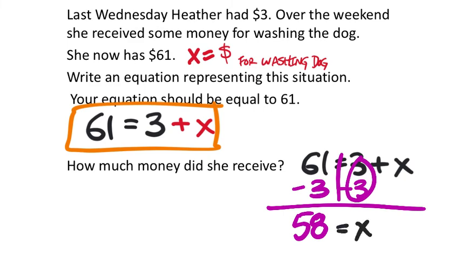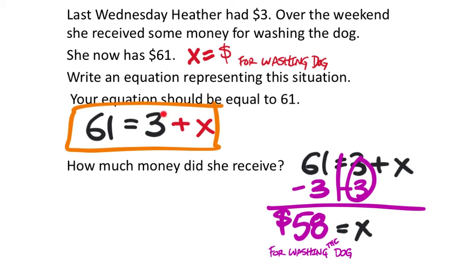That's x. Now, this is a word problem. Make sure you label your word problems, just like we did on that last word problem. It's $58. That's how much money she got for washing the dog. That seems kind of steep to me, but I could be wrong. All right, I'll put that dog. And so, yeah, we checked that, right? 3 plus 58 is 61.